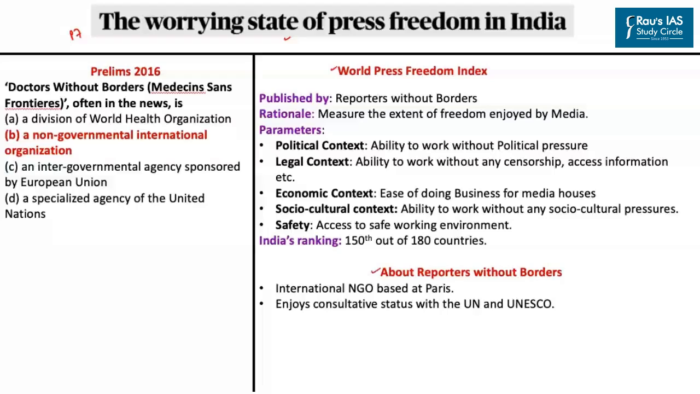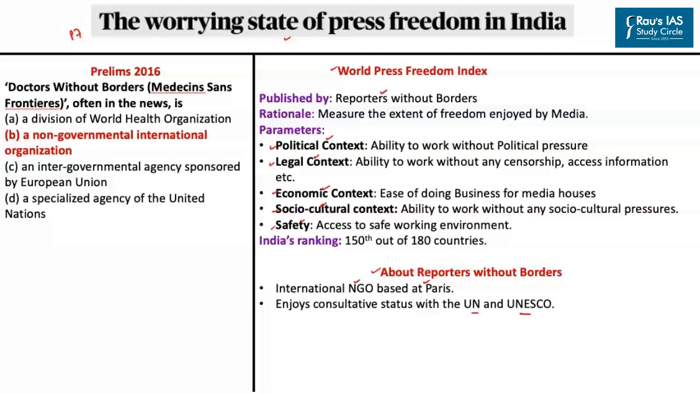So the World Press Freedom Index is basically an index which measures the extent of freedom which is enjoyed by media in a particular country. This index is published by an international NGO known as Reporters Without Borders. This NGO is based at Paris and it enjoys a consultative status with the United Nations as well as UNESCO. The World Press Freedom Index basically measures the extent of freedom enjoyed by media in terms of 5 important parameters, which include the political context, legal context, economic context, socio-cultural context, and safety.